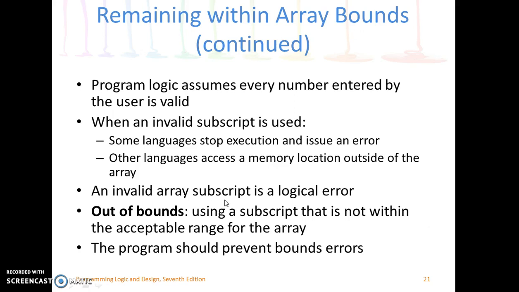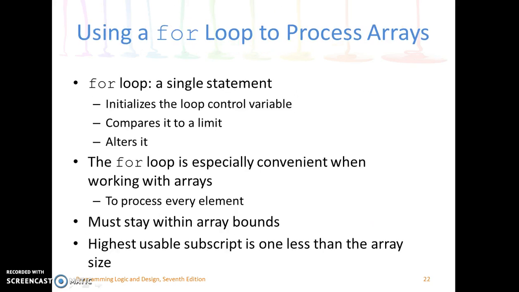An index array subscript is a logic error, and that means it's something that we as users are making. An out of bounds error is using a subscript that's not within the acceptable range, and it could go beyond the range or it could go negative. That could also be an error.